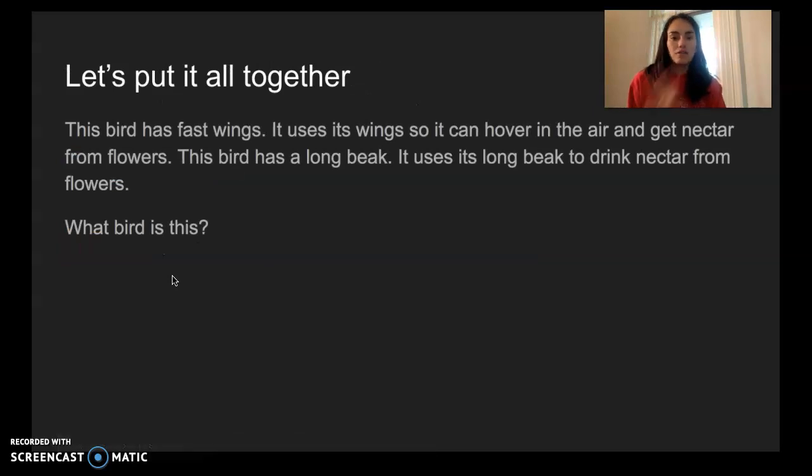So if we put all of that together, this is the riddle that we just came up with. This bird has fast wings. It uses its wings so it can hover in the air and get nectar from flowers. This bird has a long beak. It uses its long beak to drink nectar from flowers. What bird is this? Because it's a riddle, at the end we want to make sure we ask the question, what bird is it?